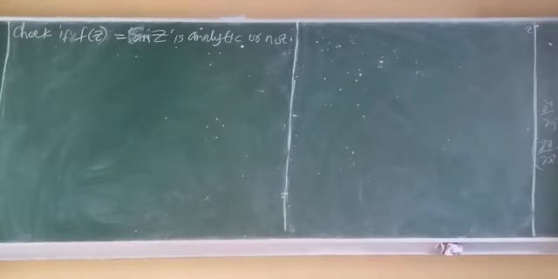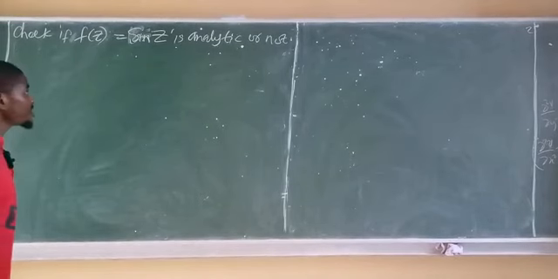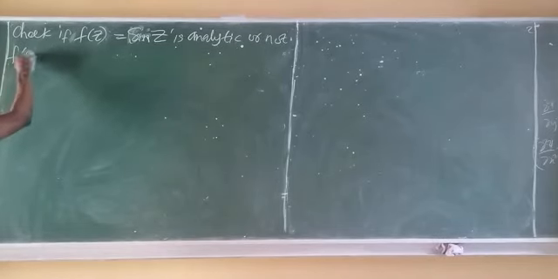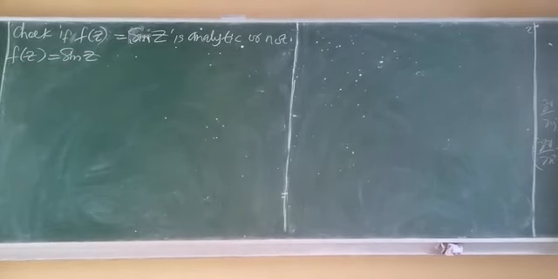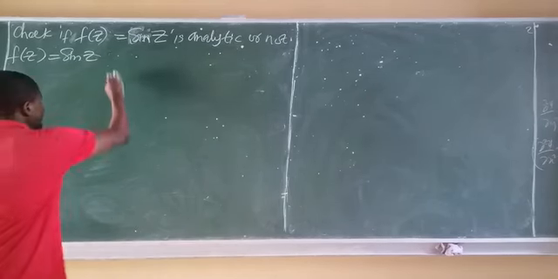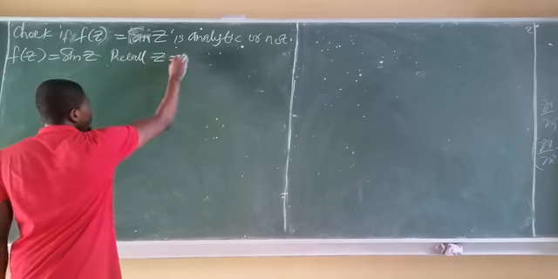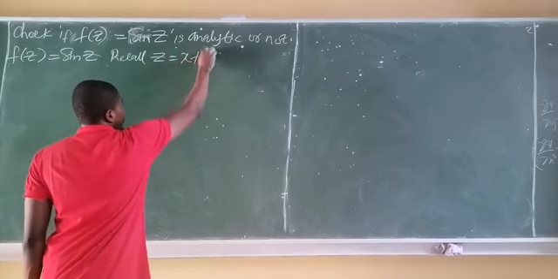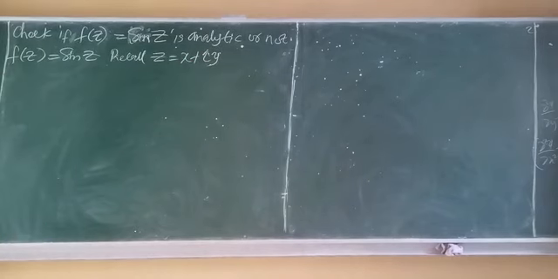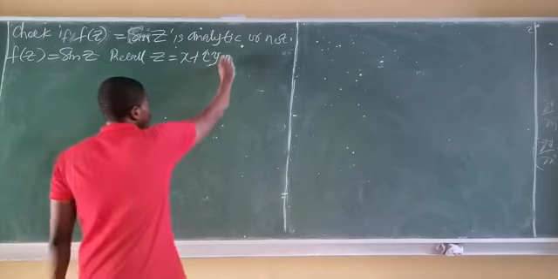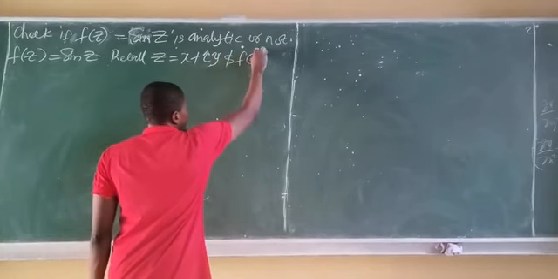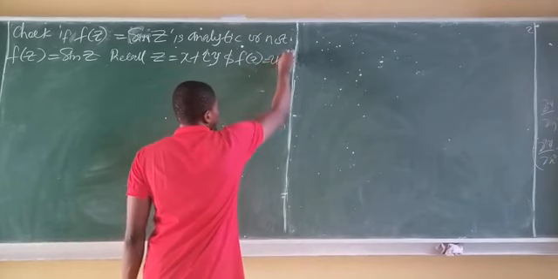Alright, so let's consider this other question. It says check if f of z equals sine z is analytic or not. So the function f of z is equal to sine z. We have to investigate if this function is analytic or not. But before doing that, first of all, recall I said earlier that we always consider z to be equal to x plus i y, and you also consider f of z to be equal to u plus i v.